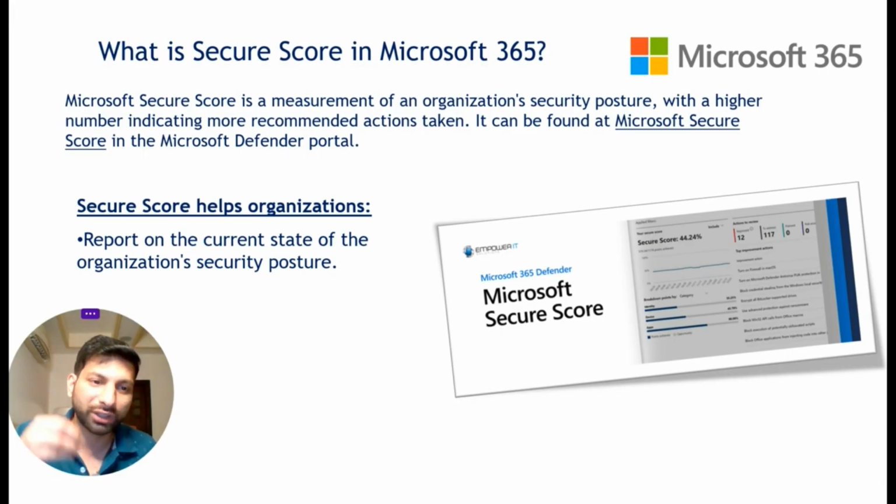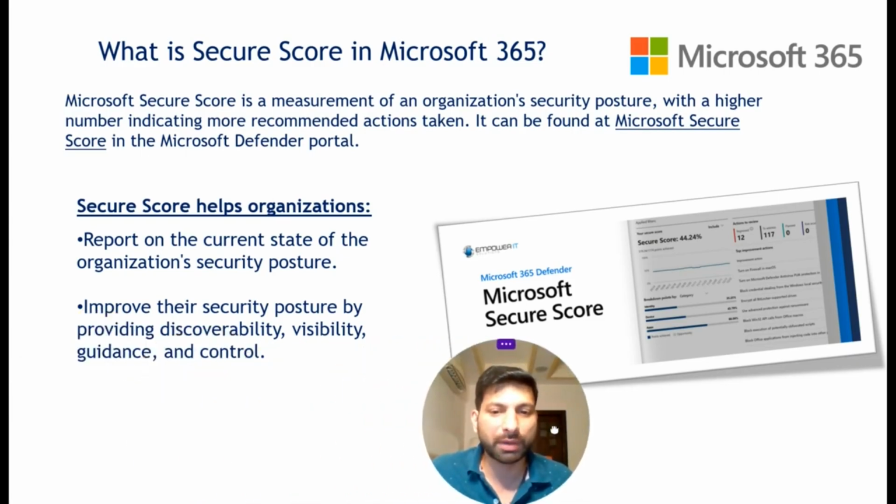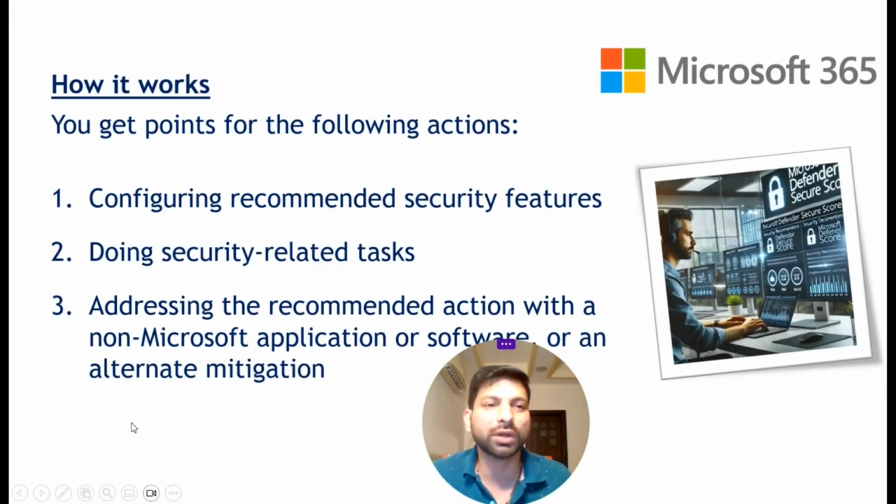A report on the current state of the organization's security posture. Improve their security posture by providing discoverability, visibility, guidance, and control. And the third point is compare with benchmark and establish key performance indicators. Now let's see how the secure score works.